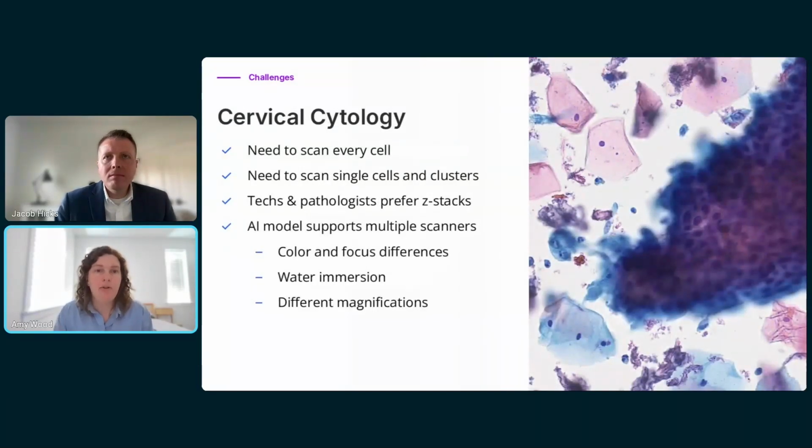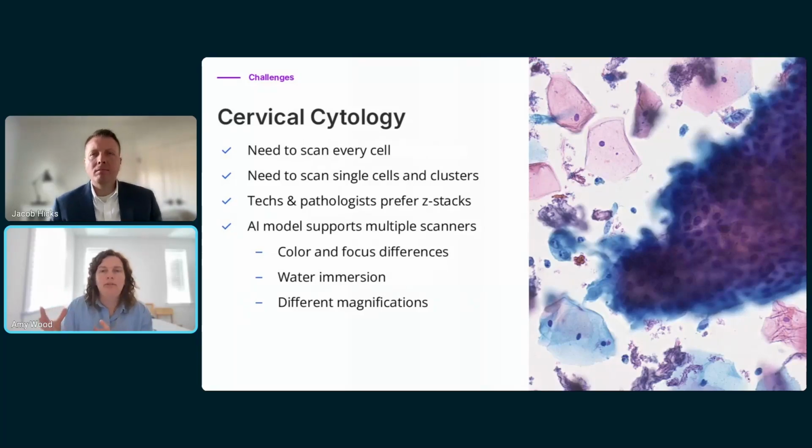Last thing I want to talk about is cervical cytology. This is one that we've been working on for many years. The challenge here is that we have to be able to scan every cell that's on the slide. That's required for us. Also, we need to scan single cells like we see at the top and bottom here. But we also need to be able to scan these big clusters, this dark group that we see in the center. Being able to have a scanner that can adjust from that single layer down on the glass up to this large group of cells is really difficult.